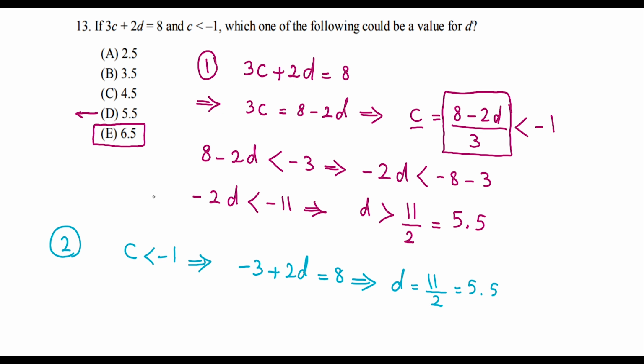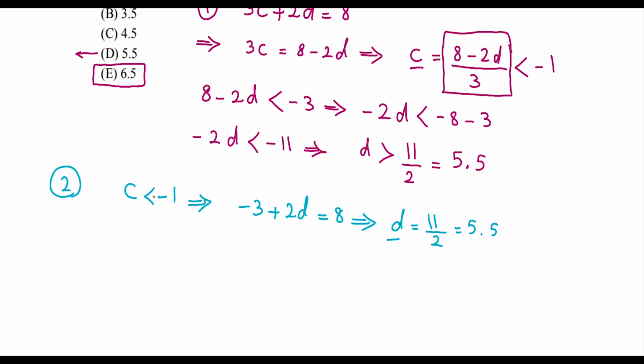But we don't know whether d can be greater than 5.5 or less than 5.5. So we should replace something else. For example, we should replace c with -2, since c is less than -1. So -6 plus 2d equals 8, and d equals 7.